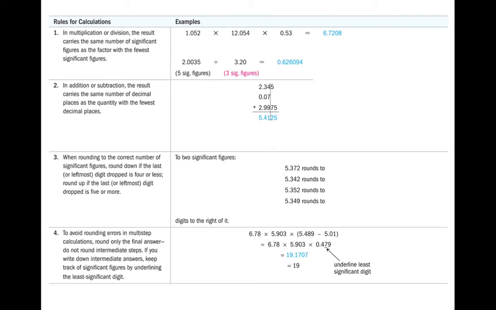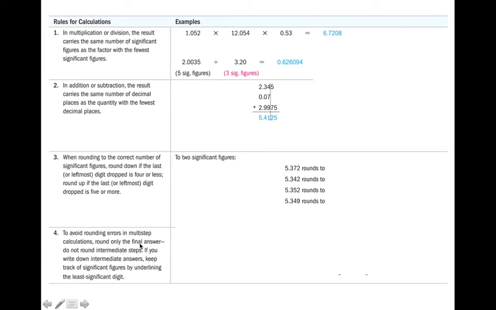To avoid rounding errors in multi-step calculations, round only the final answer. Do not round intermediate steps. If you write down intermediate steps, keep track of sig figs by underlining the least significant figure. In other words, don't even obey any of these rules until you get down to the end. If you've got a complicated calculation, you're going to have to track it, right? So let's look at an example.